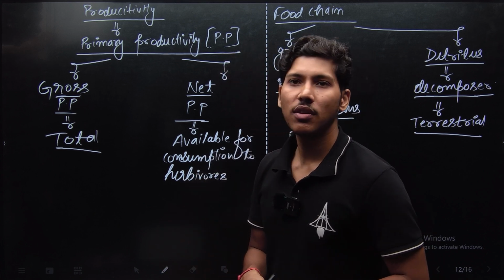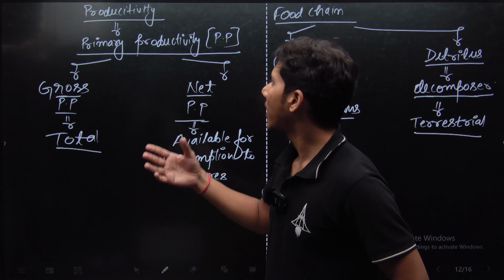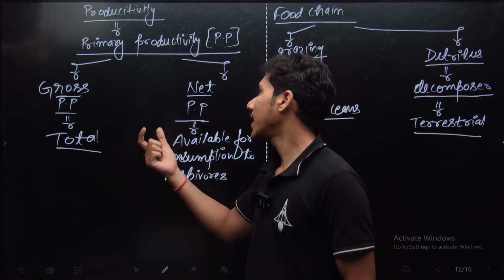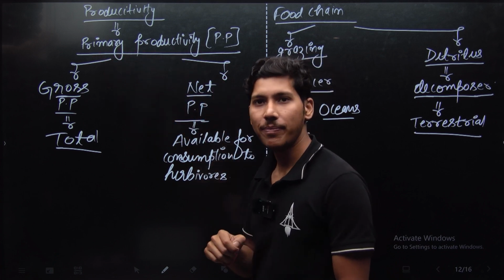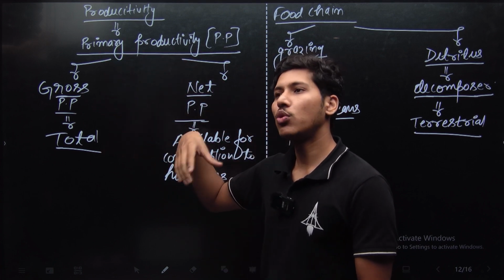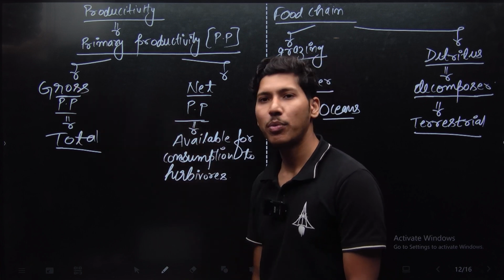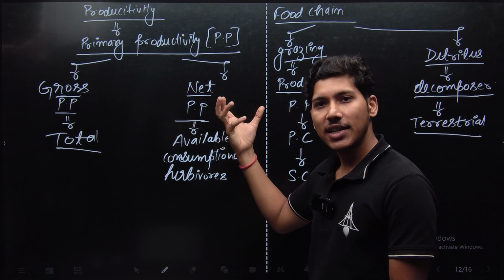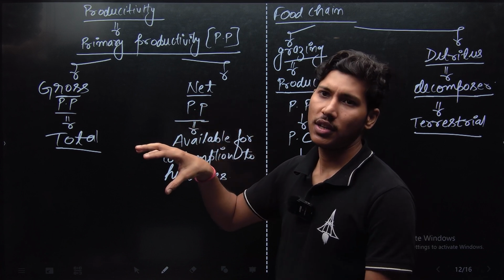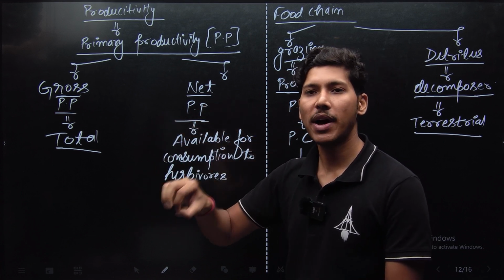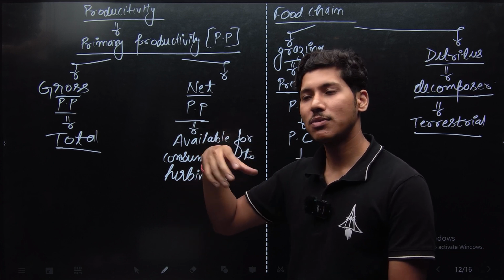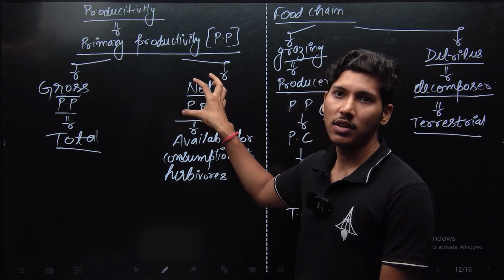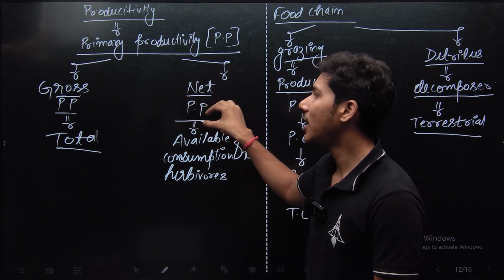So whatever energy they fix in the form of biomass, that productivity is known as primary productivity. The total biomass or the total energy that is fixed is known as gross primary productivity, but some amount of energy is used by the plant itself. So all the energy is not laid down in the form of biomass. Some of it is used up as respiratory losses, and the remaining energy is known as net primary productivity.